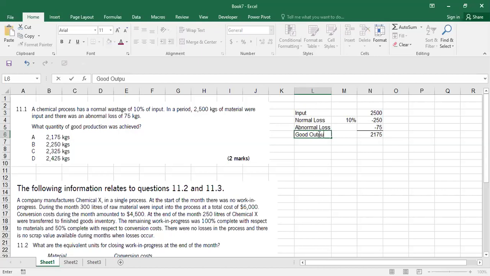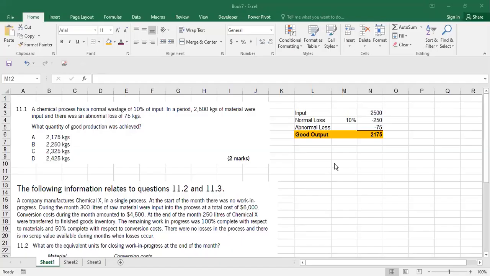Good output is always like input. Good output is equal to input minus the normal loss minus the abnormal loss. Very simple question. Okay. Quite simple question.